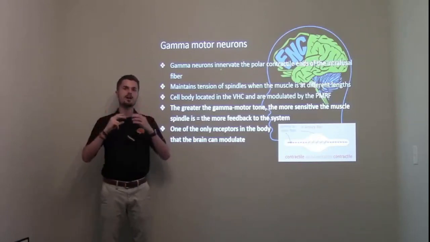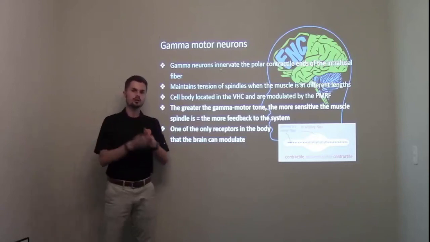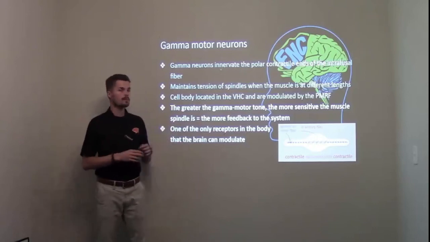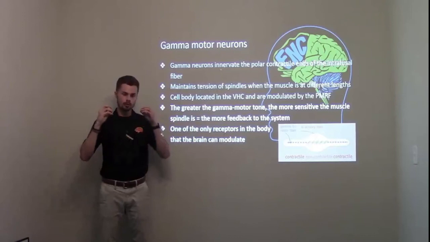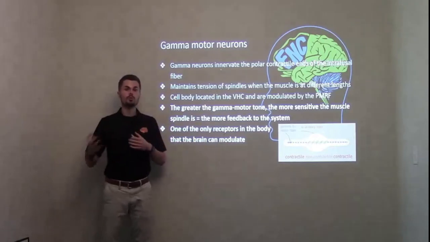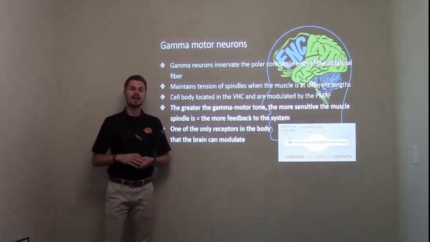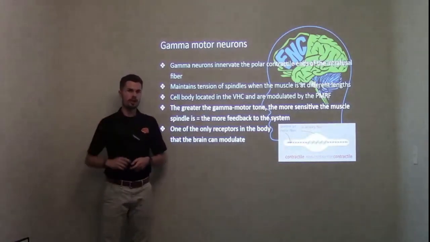It cannot take the information in of that change from one stretch to another, or from one movement to another. So what the gamma motor neurons do is they will actually fire into the polar ends of the intrafusal fibers to make them tight, so it moves with your movement of those extrafusal fibers. So you are getting that information in at any degree of stretch of that muscle.